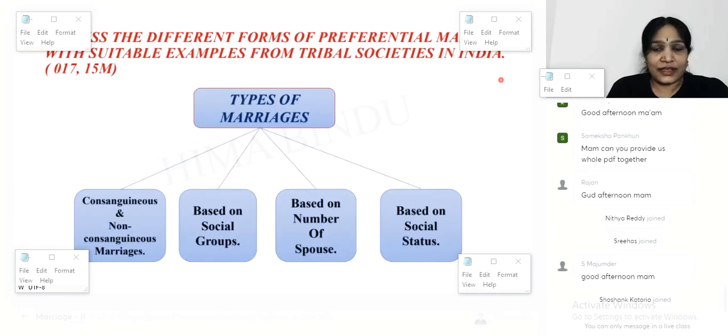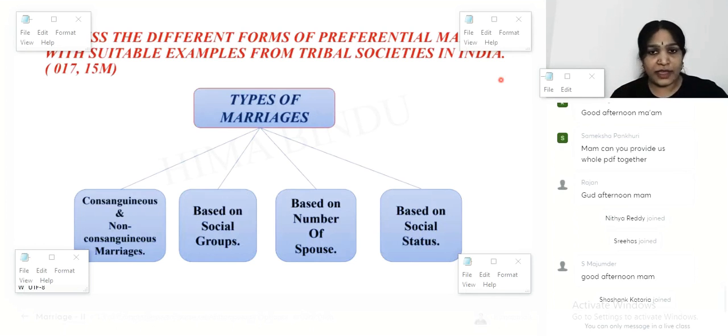Now listen carefully. Every marriage is a preferential marriage in one society or the other. For example, monogamy is a preferential marriage in most societies. Polyandry is a preferential marriage among the Nair community. Uncle-niece marriage and cross-cousin marriage are preferential marriages in South India. Caste endogamy is a preferential form of marriage throughout India.